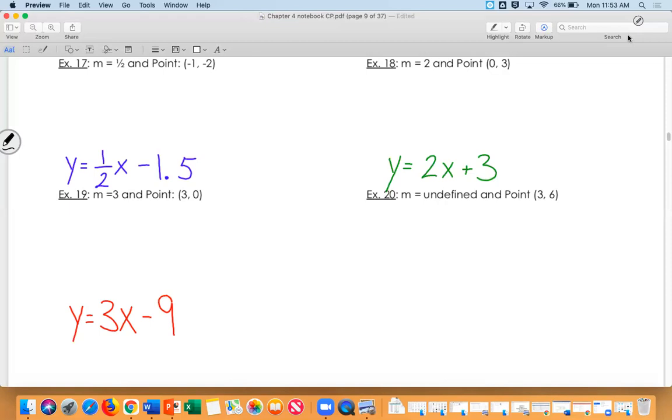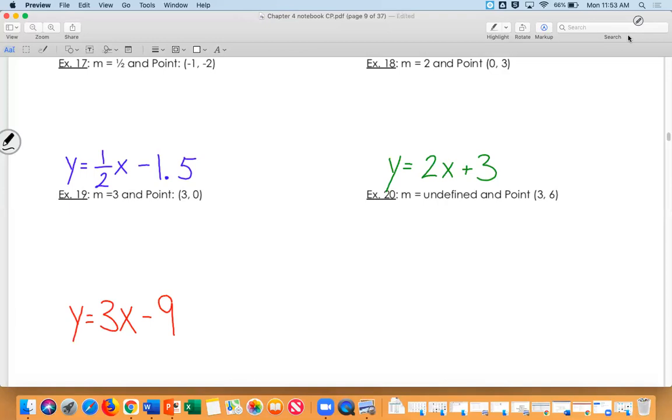All right, let's look at number 17. Y equals 1/2 x minus 1.5. Is that what we all got? Yeah. Jules, did you get that? Mike, did you get that? Yup. But do you need me to go over it? I think I'm fine. Okay.